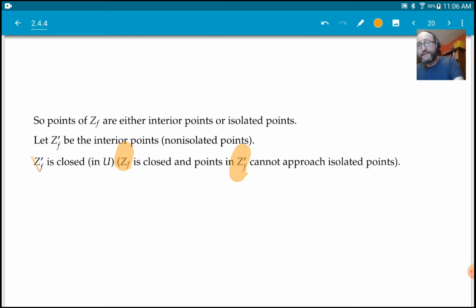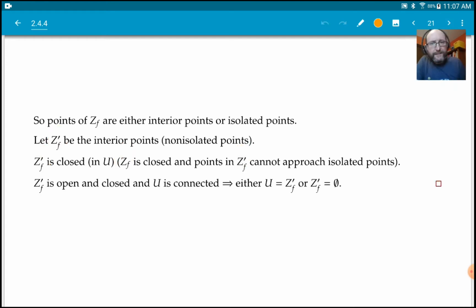Another way to see that this is a closed set is that the isolated points lie in an open set. That's the whole point of being isolated. I can put a little neighborhood around each one of those points that doesn't hit the rest of the set. And so I can subtract an open set to get Z prime. If I have a closed set and subtract an open set, I get a closed set. So in any case, because it's the interior, it's an open set. It's also closed. So it's open and closed. It's a subset of U.